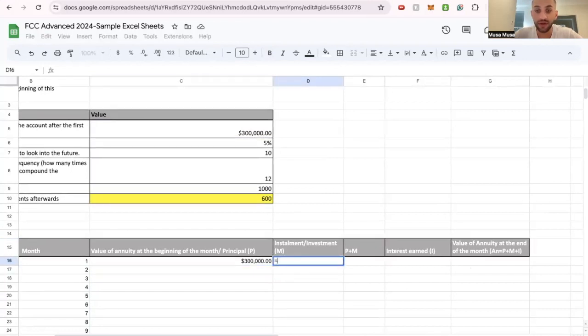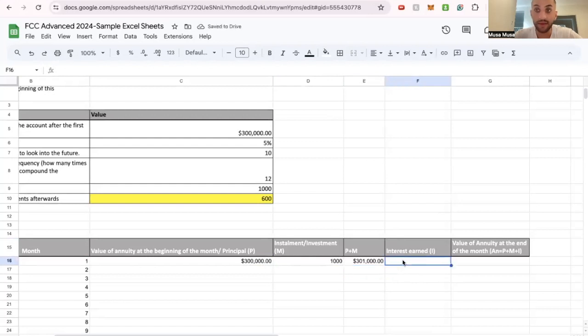How much is our first monthly installment? 1,000. So we can put equals 1,000. Remember, what does the bank then do? It adds these two numbers together. So I want you to do it like this. Equals that plus that.